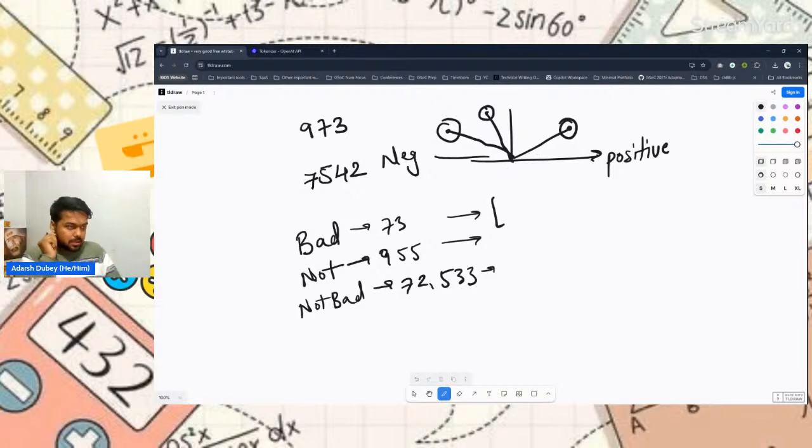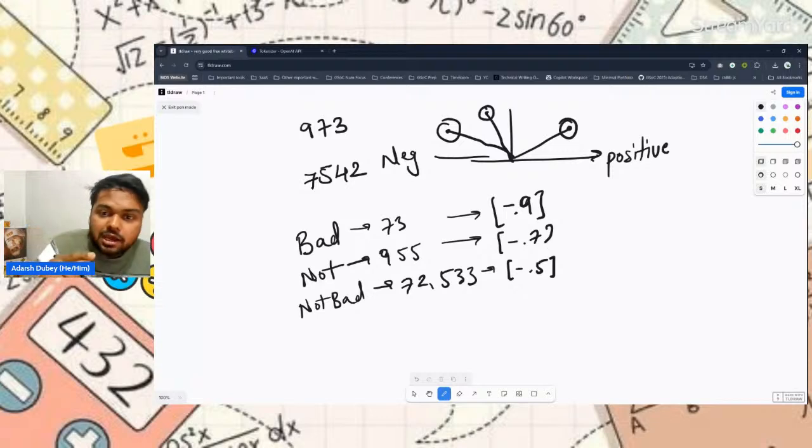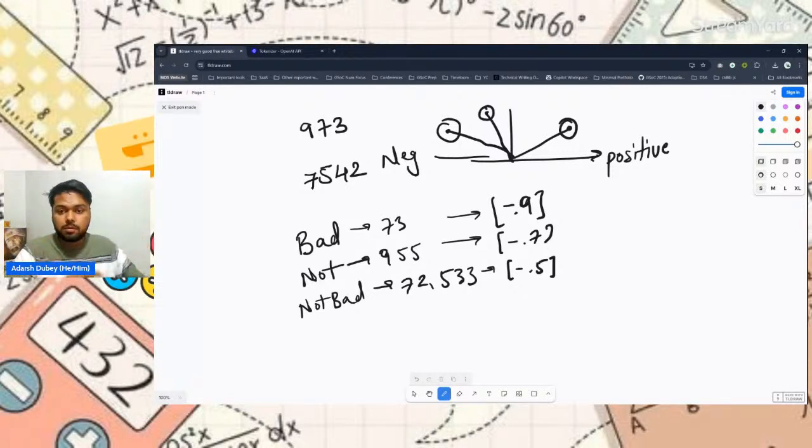Not bad means good. I can say the magnitude of bad being bad is minus 0.9, minus 0.7, minus 0.5. Now, this is just me trying to encode all of this manually in one particular dimension. What if I say I need to embed it in 1000 dimensions? So embeddings are basically multi-dimensional encoding of a particular word.